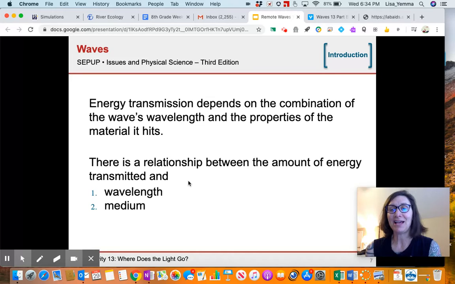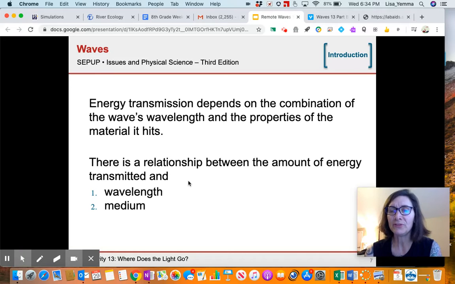I re-emphasized that a key to studying, remembering, and putting information into long-term memory is repetition. You know that. Energy transmission depends on the combination of the wave's wavelength and the properties of the material it hits. Third time I've read that. Then I said, you know what?